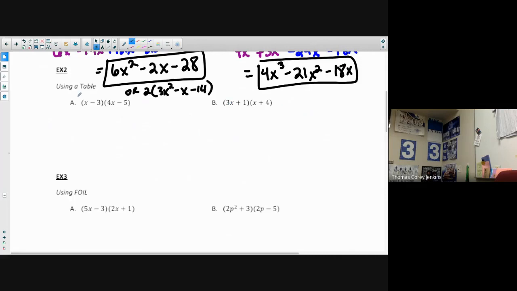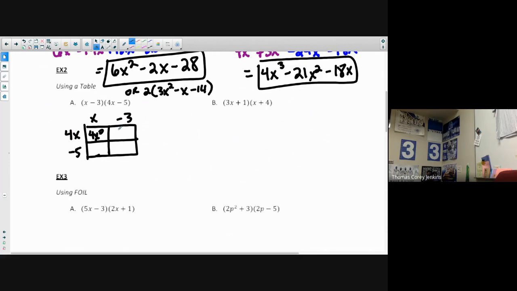Okay, so you can use a table as well. If you have 2 terms times 2 terms, you want to make a 2 by 2 table. So that's just going to be like a box split vertically and horizontally, so you have 1, 2, 3, 4 spaces. The x and the -3, you can either put on top or on the side, and then the 4x and the -5 would go on the other spot. Now each box is going to represent a multiplication. So this box right here would be 4x times x, so 4x squared.